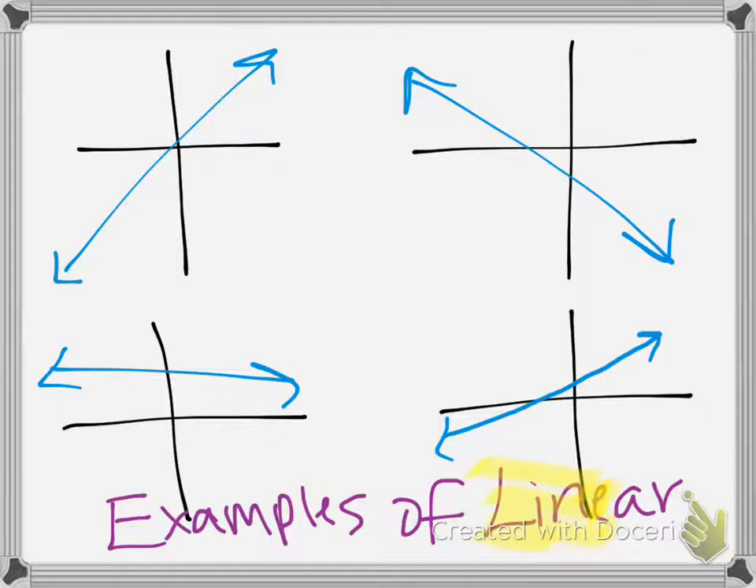Now, looking at some examples of linear functions. If you look at what I highlighted here, I highlighted in the word linear, the word line, because a linear function creates a line. If you look at the top left, this is just a basic function that's got a positive slope, and it's constant. So the rate of change is constant. It's the exact same change the whole way through the line. And that's the case with each of these examples.